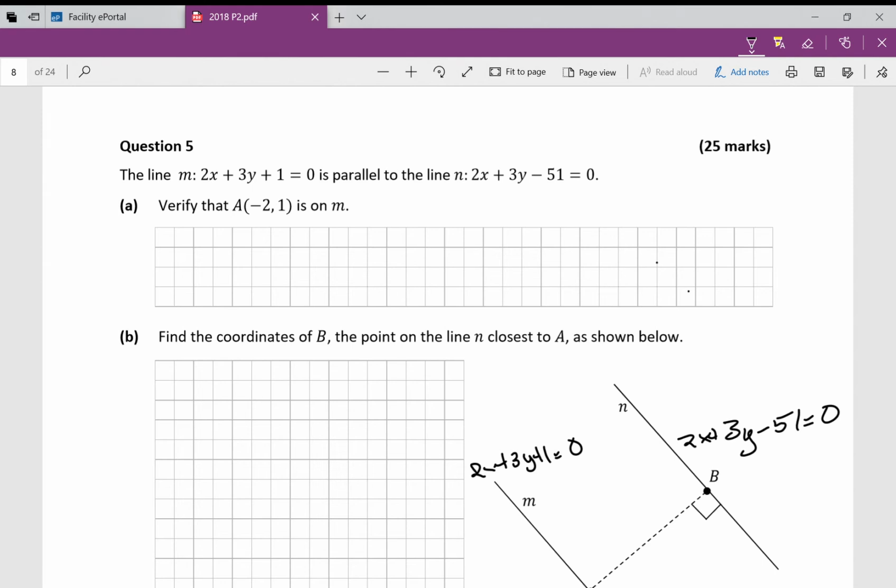2018 question 5. Verify that minus 2, 1 is on the line. Everywhere you see an x, stick in a minus 2. Everywhere you see a y, stick in a 1. So it's 2 times minus 2 plus 3 times 1 plus 1 equals 0. You'll end up with 0 equals 0, so that means minus 2, 1 is on the line.